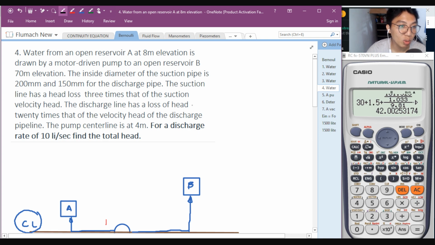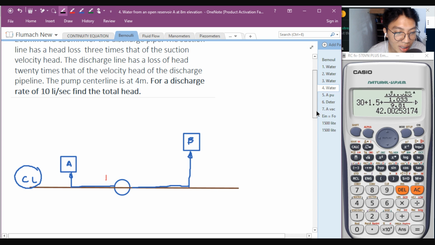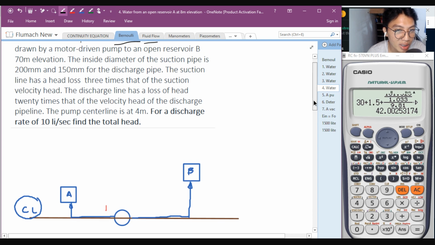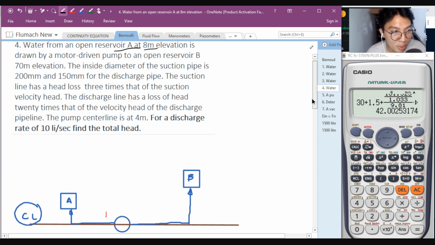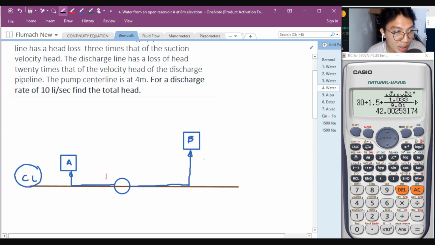Water from an open reservoir A at 8 meters elevation is drawn. So, ibig sabihin, it is elevated at 8 meters. Is drawn by a motor-driven pump to an open reservoir B at 70 meters elevation. 70 o to 8. Okay?